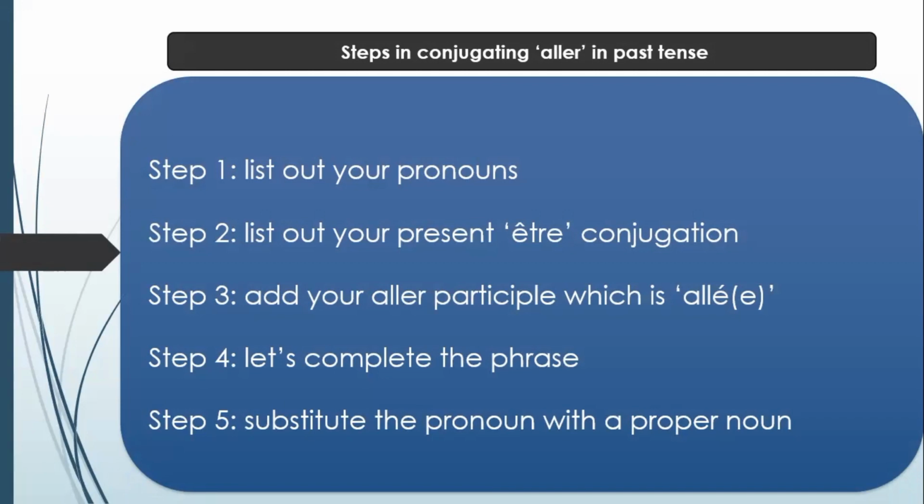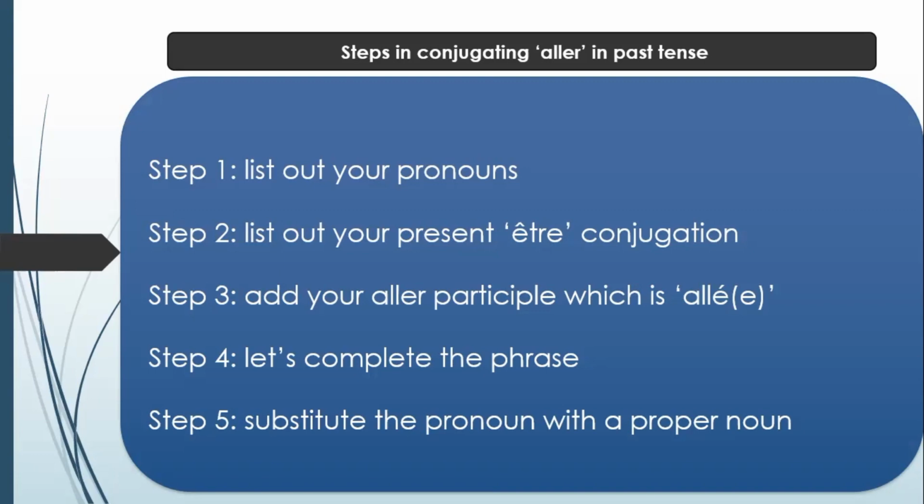The first is that you list out your pronouns. You already know your pronouns in French. The second is that you list out your présent être conjugation. That means the present tense of être. You have to list them out. You know that also already.